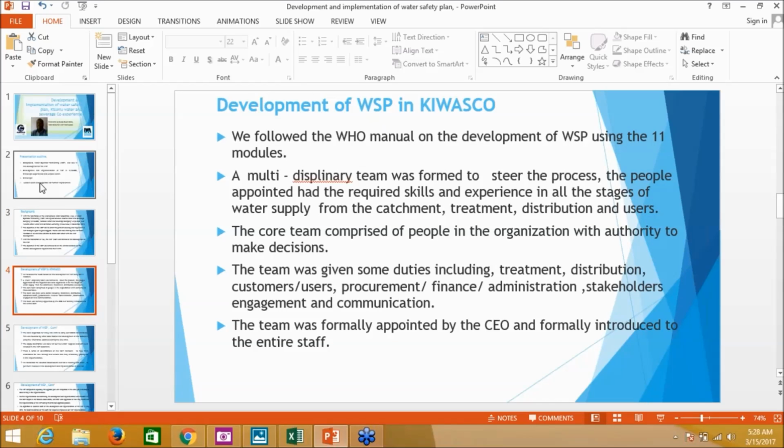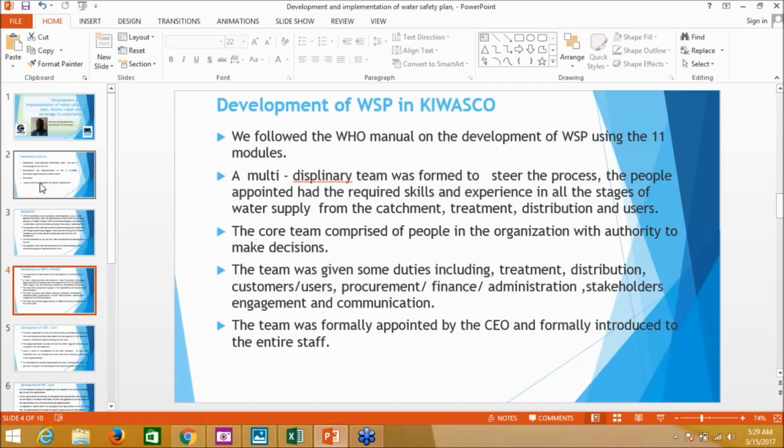We followed up the level modules as Masinde talked earlier, using the WSP manual. And the first thing that we did was to form the team. The team had different people with different skills at all the stages of water supply. We had engineers, we had chemists and scientists, we had an accountant, we had a customer care person in the team, we also had the human resource person at the administration in the team to make the team multidisciplinary and to make the team effective for our objective.